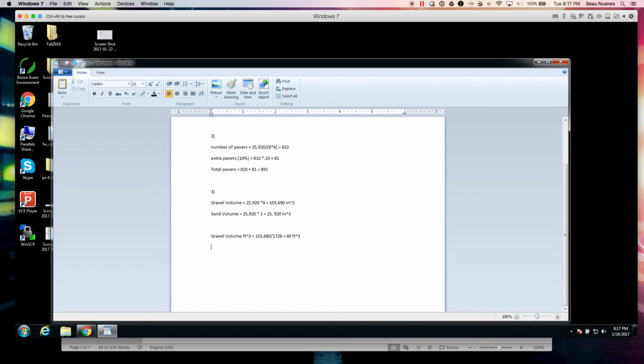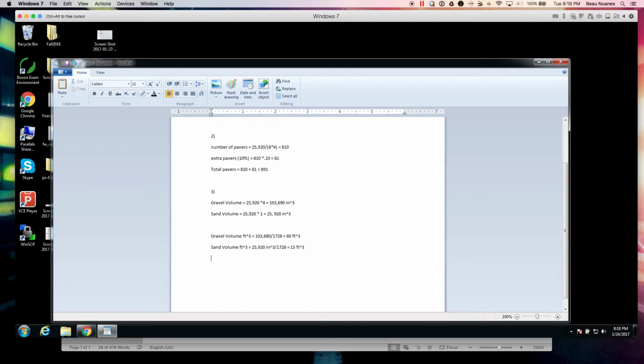Same thing for the sand volume in feet cubed. That's going to be 25,920. Put the comma like I've been doing. 25,920 inches cubed divided by 1728, or 15 feet cubed.